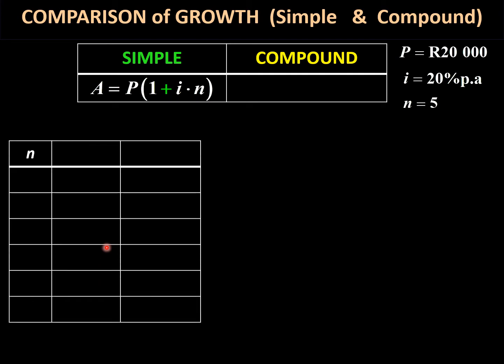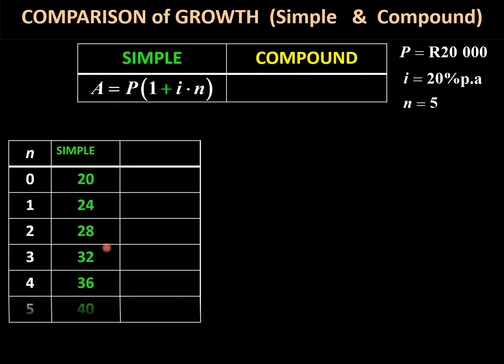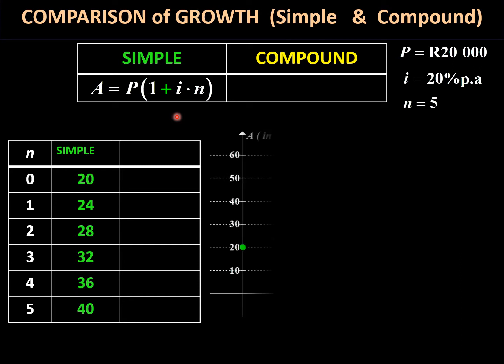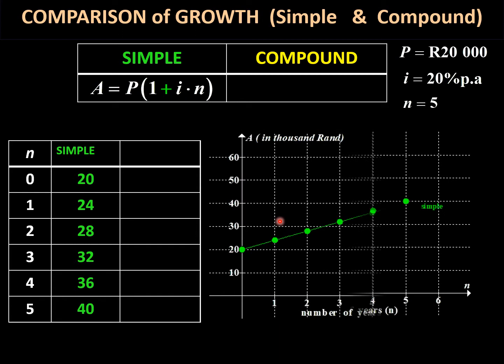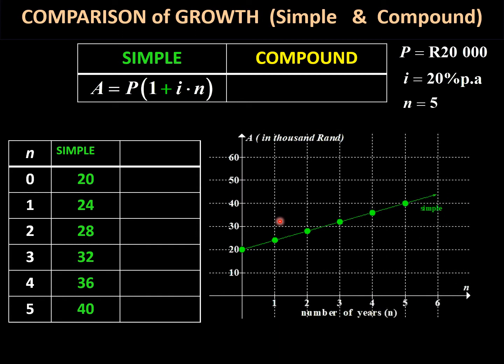So initially we start off with 20, then it grows to 24, then 28, 32, 36, and 40. That is using that formula. If we represent it graphically, we can see the value after the first year, and after the second, third, and fourth year. If we join those points, we have a linear relationship. So simple growth is actually a linear relationship.